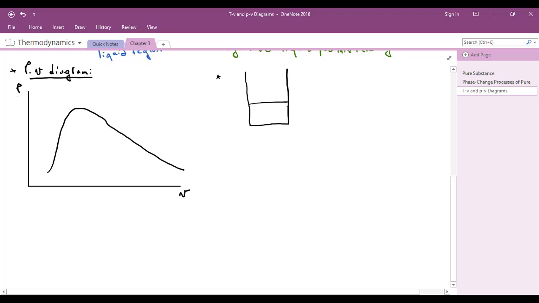We will take water in a piston cylinder assembly. However, we will start with a high pressure by having weights above the piston, and here the water is at a pressure of 1 MPa and a temperature of 150 degrees Celsius. Under these two conditions, the water is a compressed liquid.